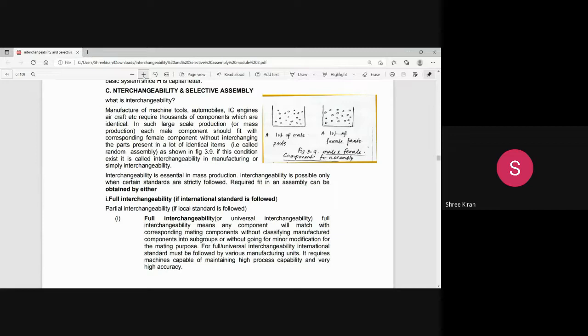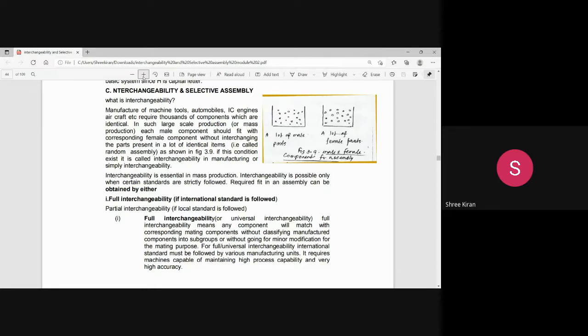So interchangeability is essential in mass production, where it is possible only when certain standards are strictly followed. The required fit in an assembly can be obtained by either. There are various types of fit employed, that may be loose fit, hard fit, or other fits, where the required fit in an assembly can be obtained by either.